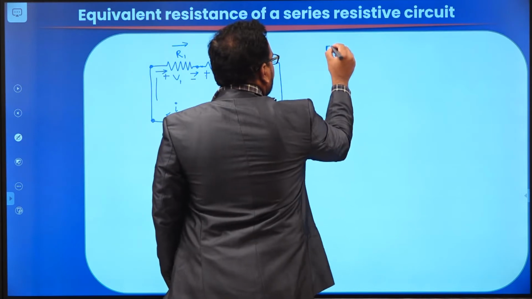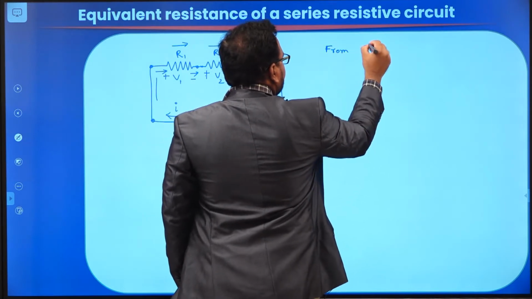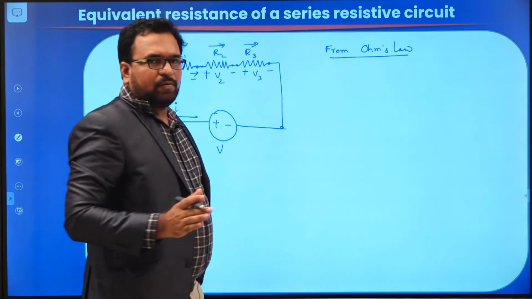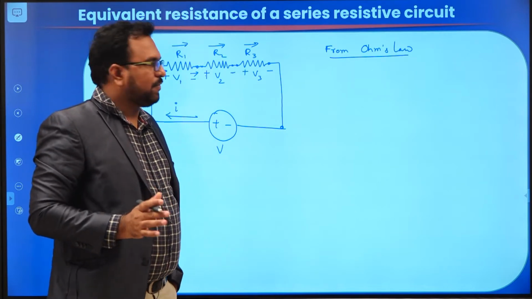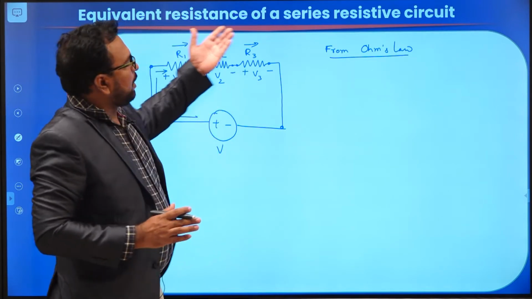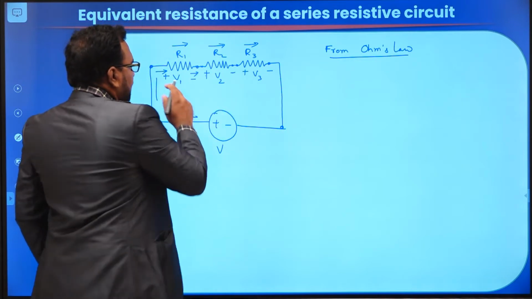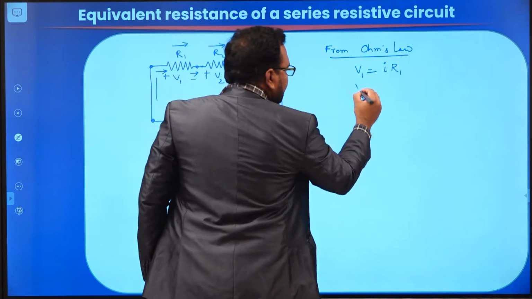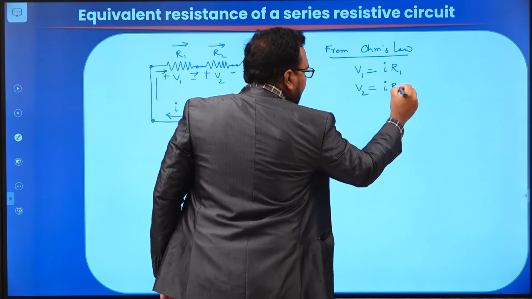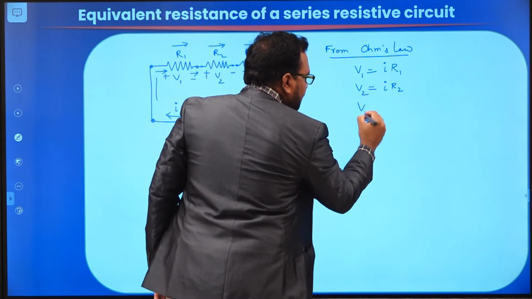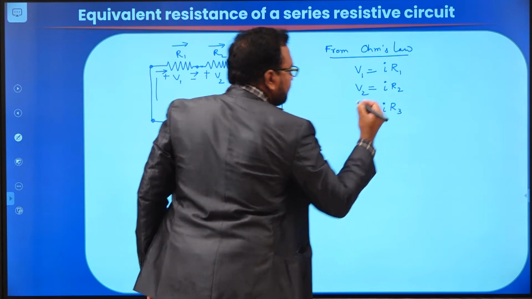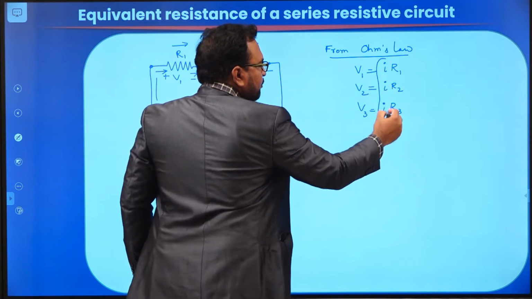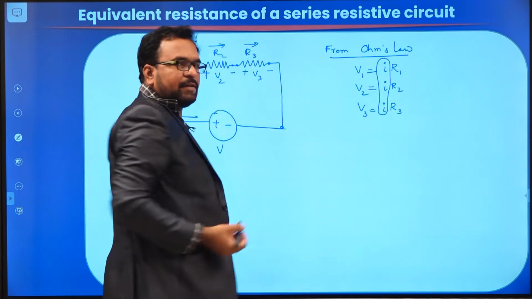So from Ohm's law, we know only Ohm's law and Kirchhoff's law till now. That's why we are going to use those two laws to get the equivalent resistance. From Ohm's law, what is V1? V1 is equal to I into R1. Similarly, V2 is equal to I into R2. And V3 is equal to I into R3. So in case of a series circuit, we know that the current is the same. The voltage will divide.